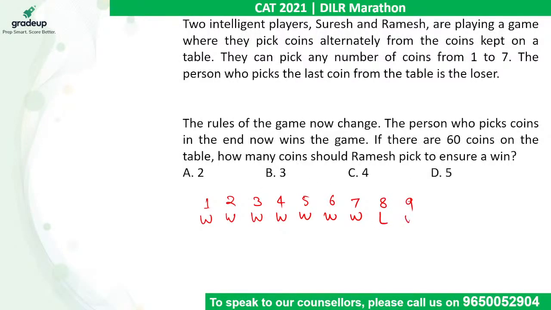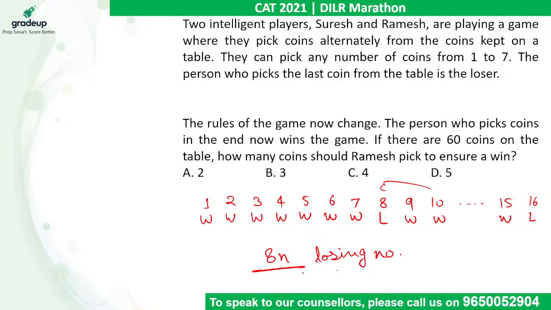I'll take 1 coin and I'll win the game. 10 coins, I'll pick 1 and I'll pick 2 and I'll win the game, ठीक है? So till 15 I can again win. I can pick 7 coins and put it to 8. 16 I will lose. So now 8n becomes your losing number. So your losing number is 8n.